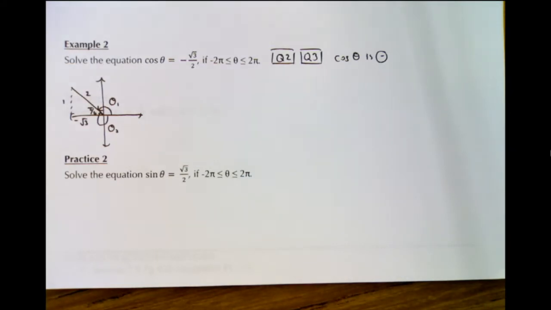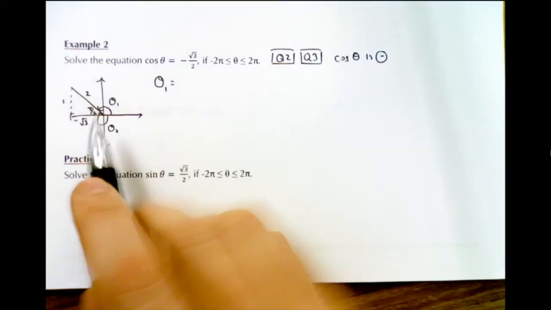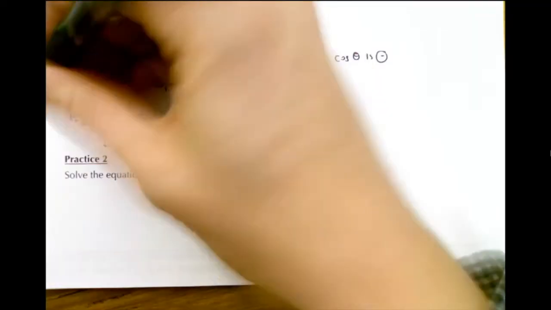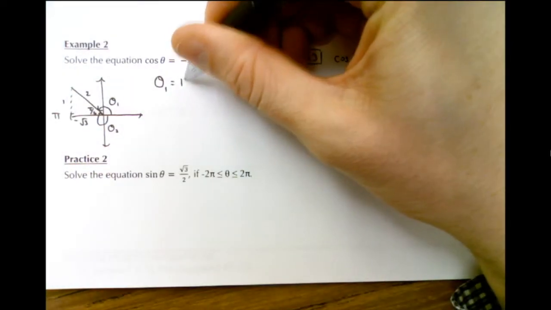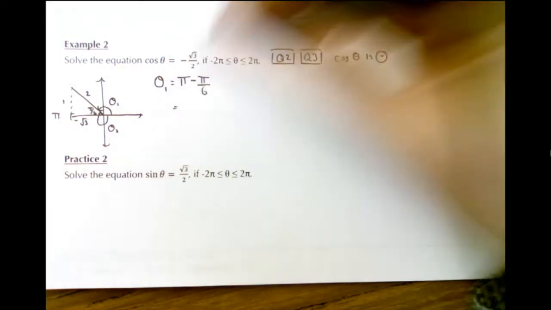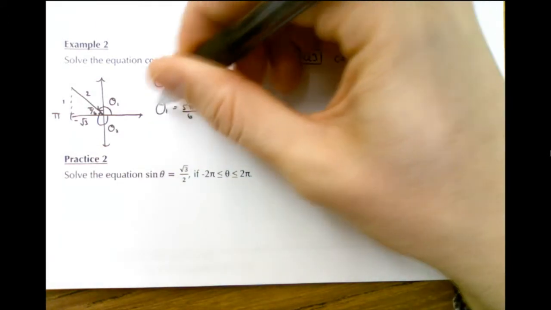So what's our first answer? Well, our first theta, rotating counterclockwise, we would end up pi over 6 short of a pi rotation. So that would mean our first theta would be pi minus pi over 6, which is 5 pi over 6. So that's our theta 1.